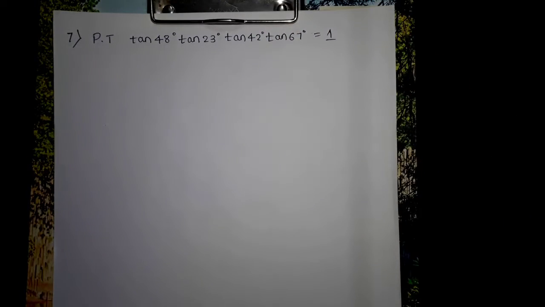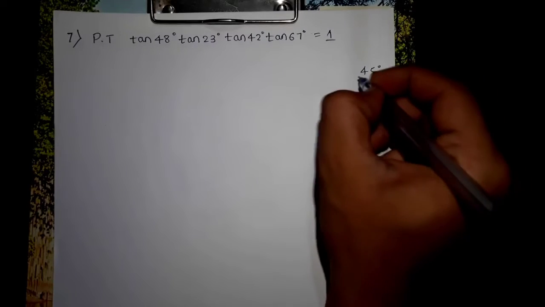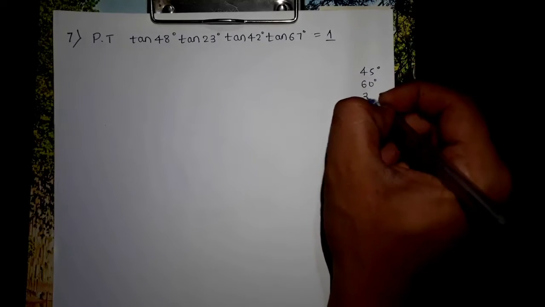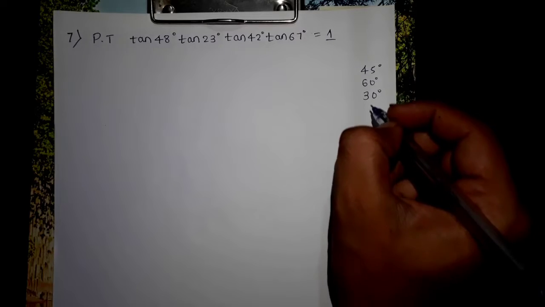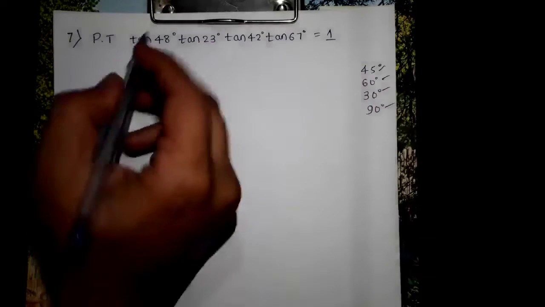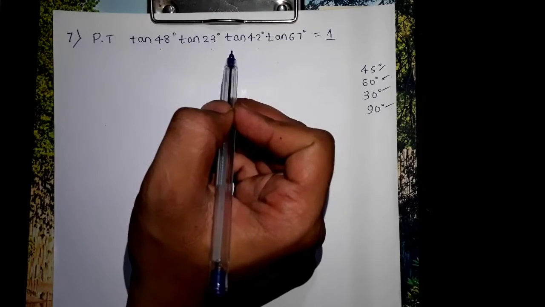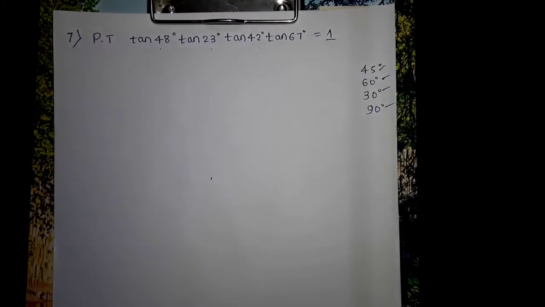This is a proving question. Since we know only standard values, like 45 degree, 60 degree, 30 degree, isn't it? And 90 degree. These are called standard values. But these are not standard values, isn't it? Of course these are not. So what to do is, in these types of questions we have to use complementary relations.